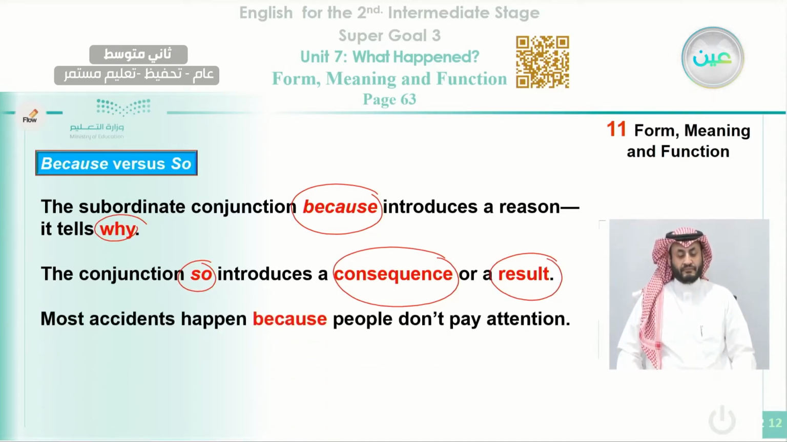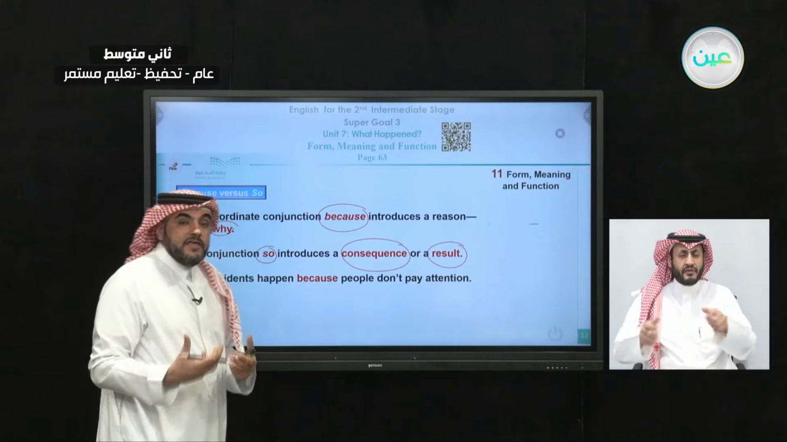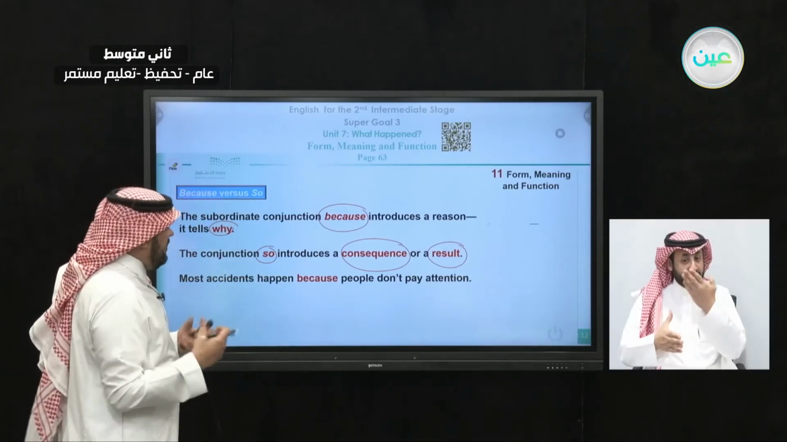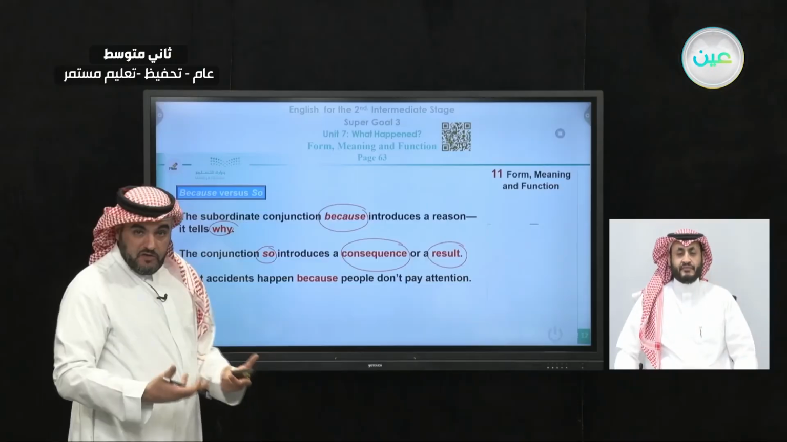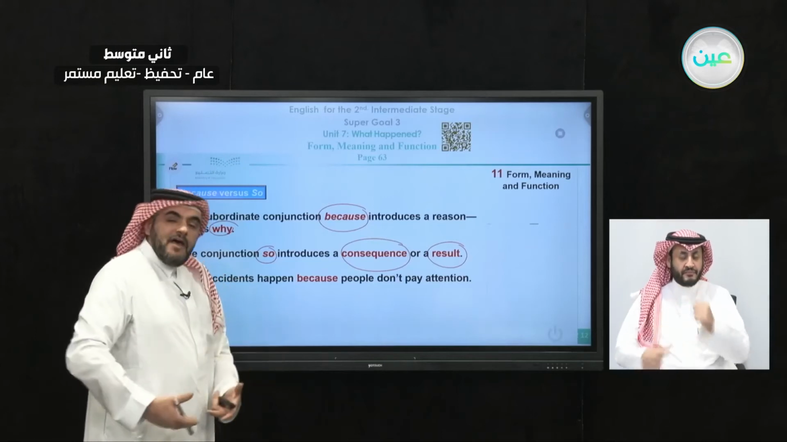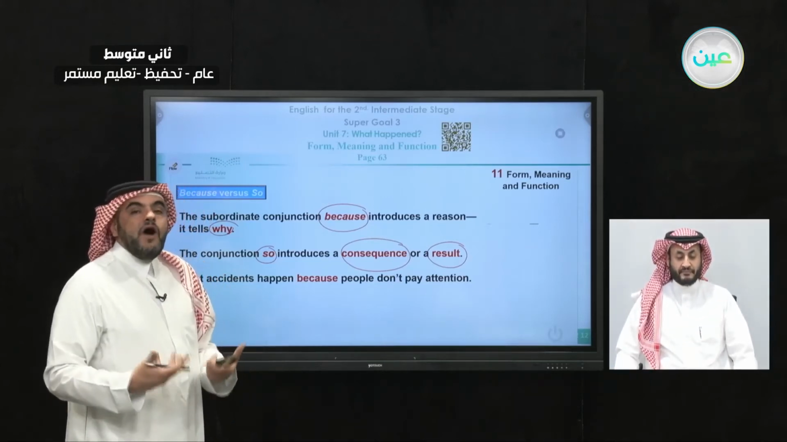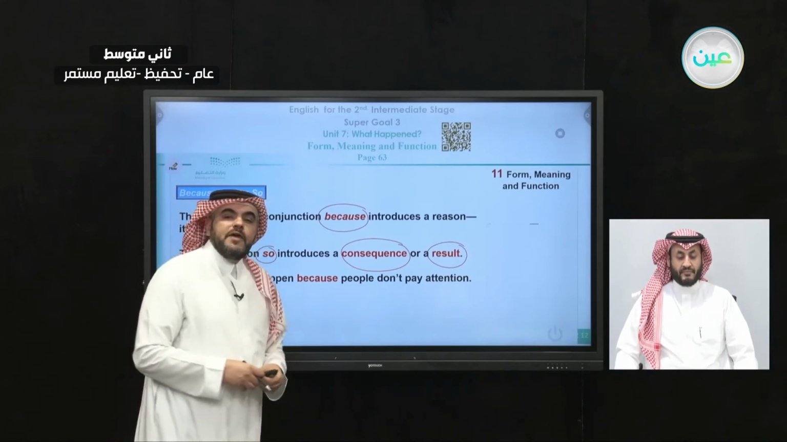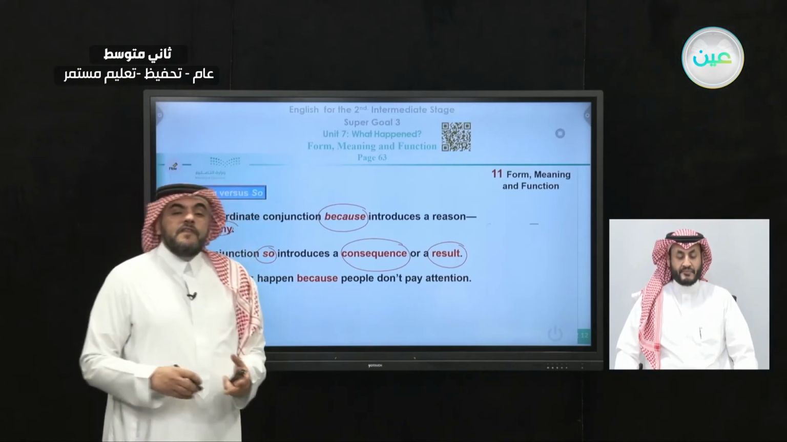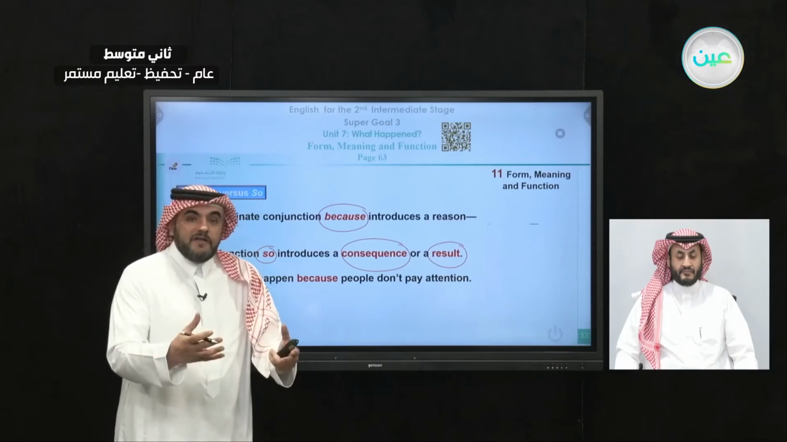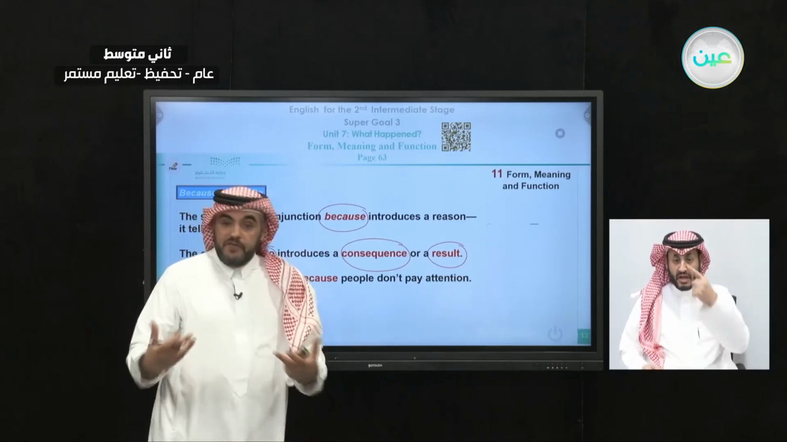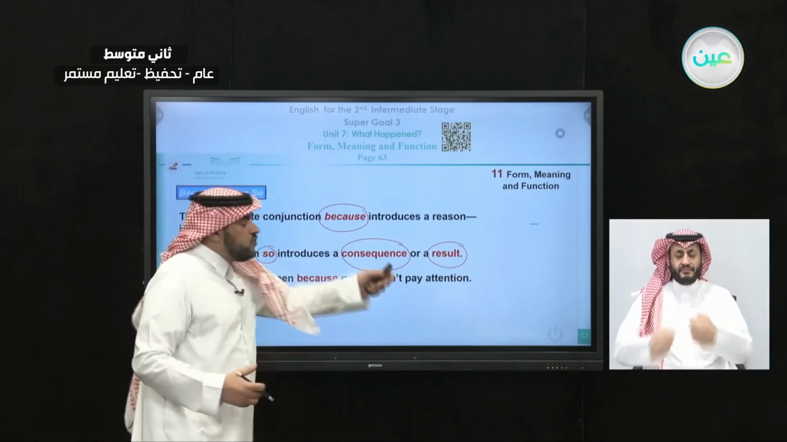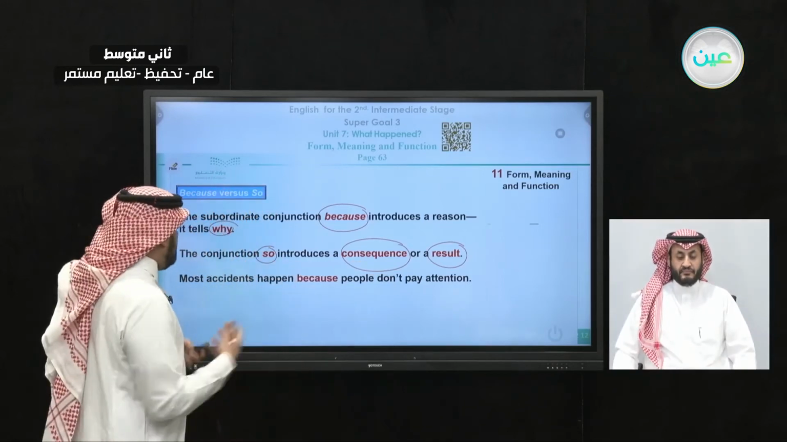Then let's read the example here. Most accidents happen because people don't pay attention. Here we have a reason. Most accidents happen. We have so many accidents, okay. So why do these accidents happen? Now because answers the question why. So we can say here because people don't pay attention. Maybe people, when they drive, are distracted from their driving or from the steering wheel. They're using phones, for example, or they are distracted by using something else, and this is the reason. So people don't pay attention to the road, for example.